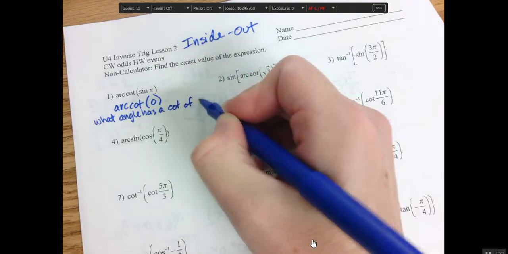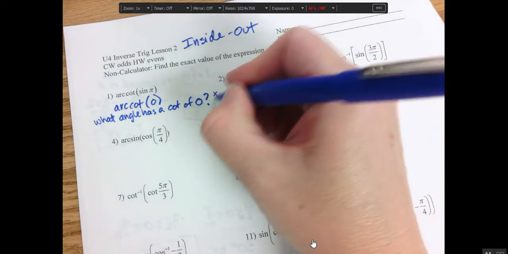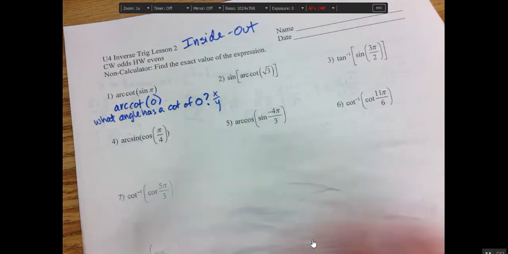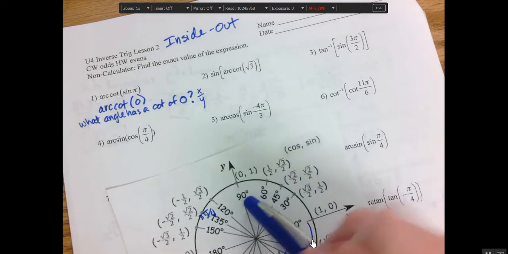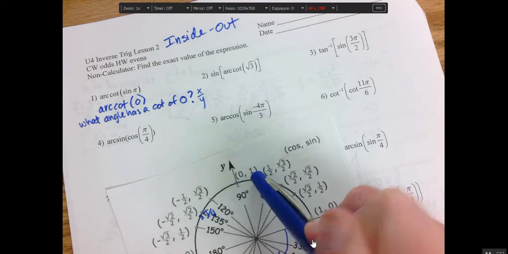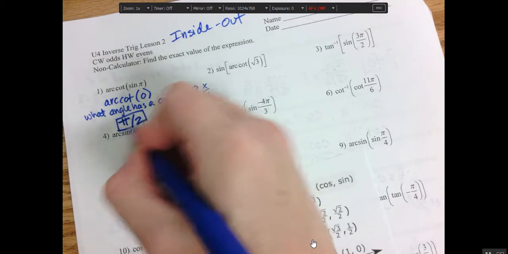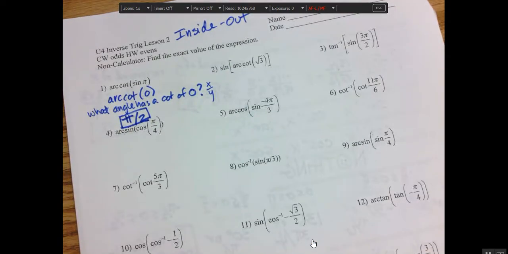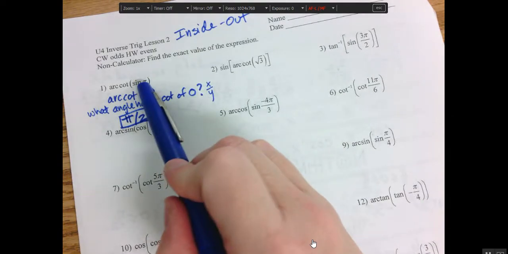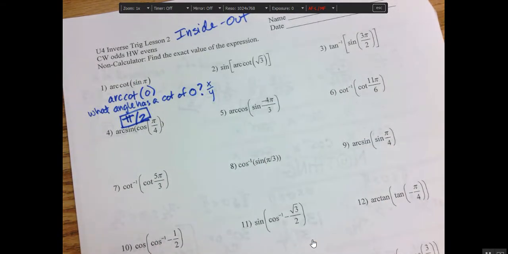I think you're right. So remember, cotangent's x over y, and one of your classmates just suggested it was pi over 2. So let's take a look. If you do x over y, that does give you 0, so the answer is pi over 2. Okay, so a two-step problem. Start on the inside, answer that question, then answer the outside question. Who has a question on number 1?